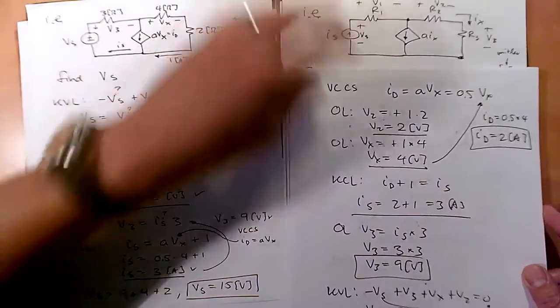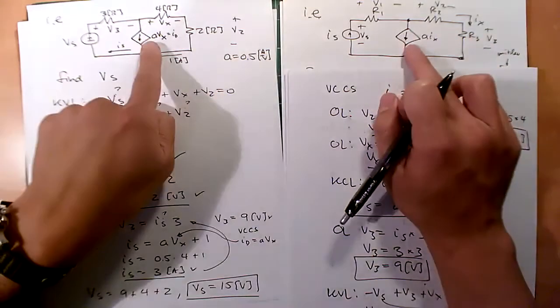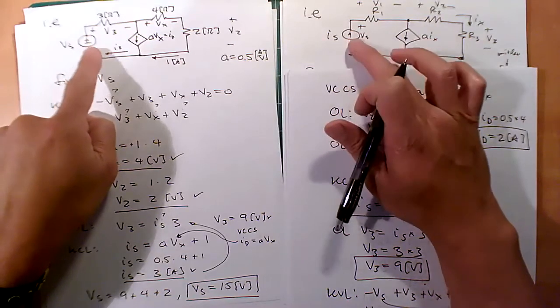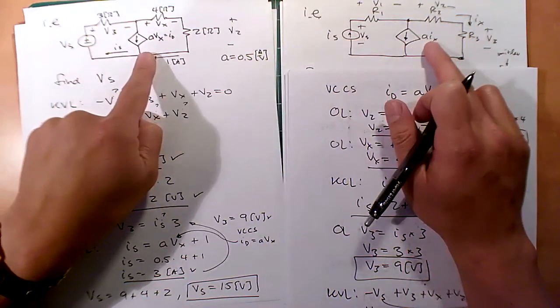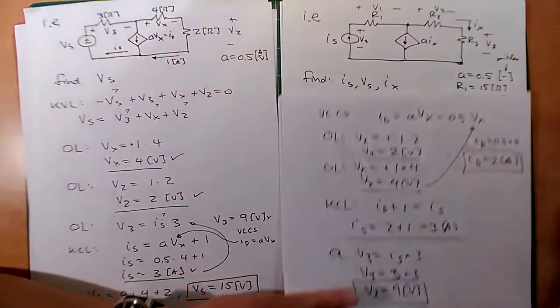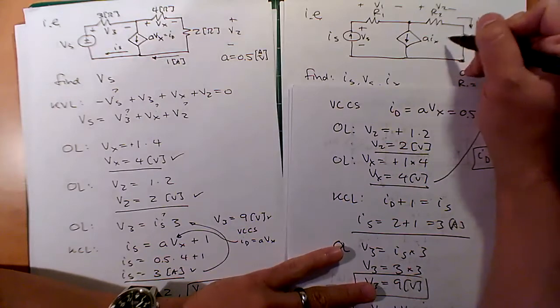So this next problem is very similar, right? We have a dependent source, 2 resistors, independent source. This is a current now. What is this? This is a current controlled current source. Okay. So I could do the same thing. I could say AIx equals something.